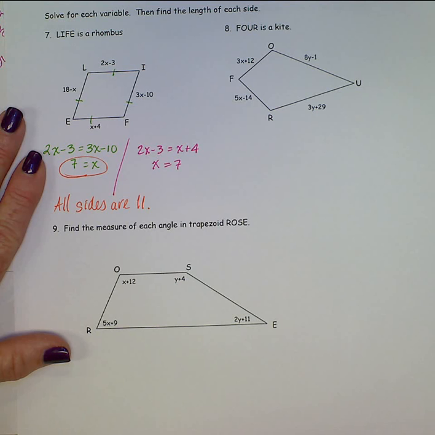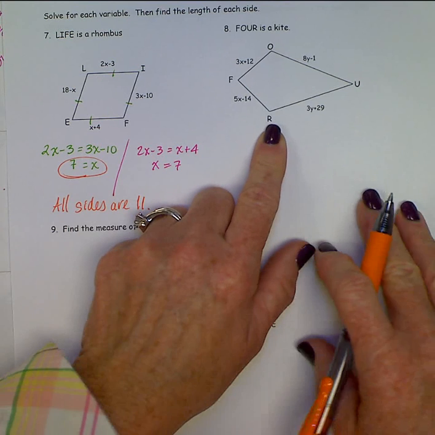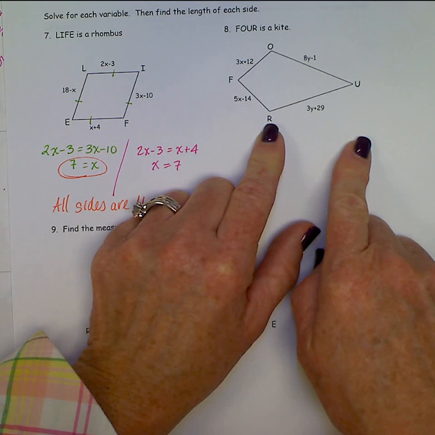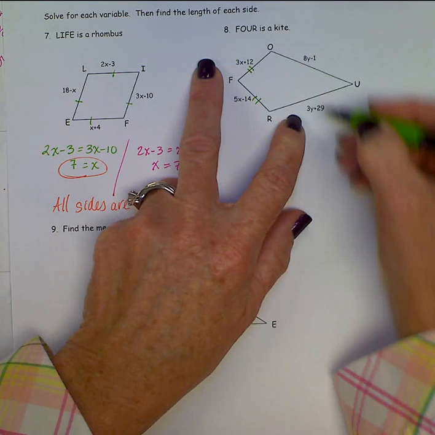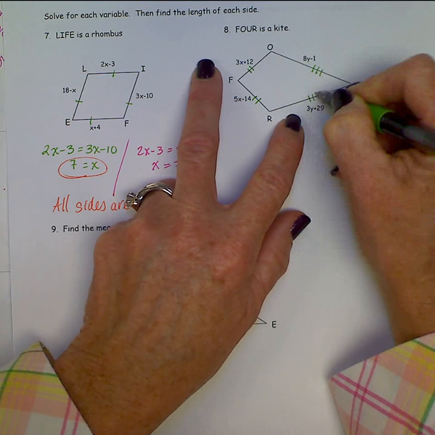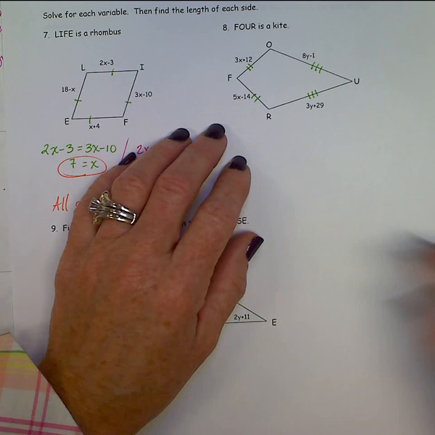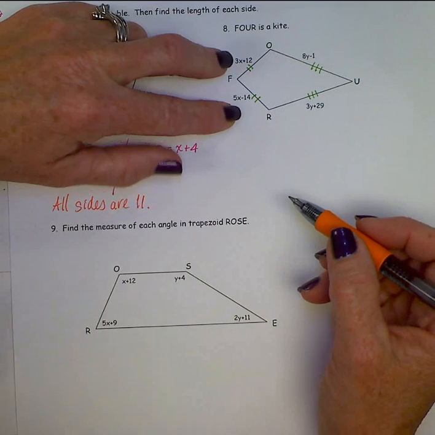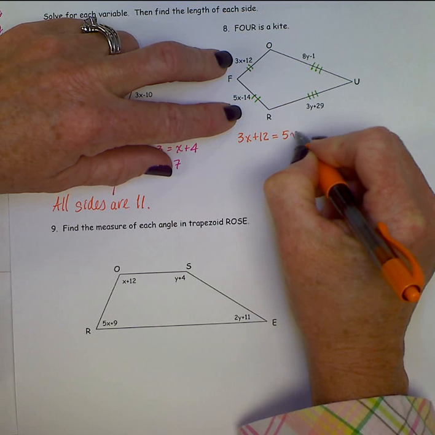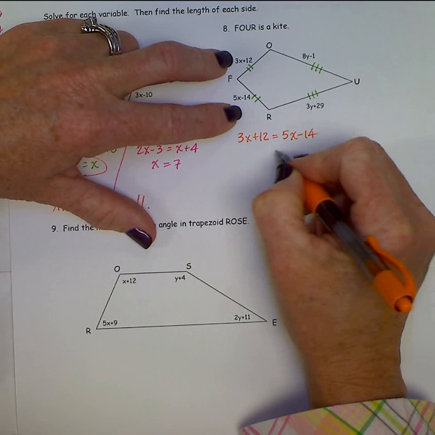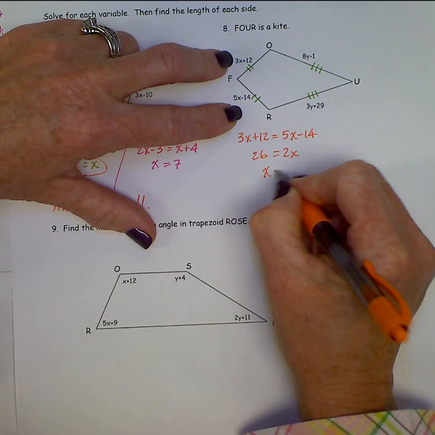All right, so far? All right, look at this one over here. FOUR is a kite. That means 2 sides are congruent here, and another set of 2 sides are congruent. With that information then, we can go ahead and set up some equations. Since these 2 are congruent, then 3x plus 12 must equal 5x minus 14. Solve that equation. 2x is 26. X is 13.